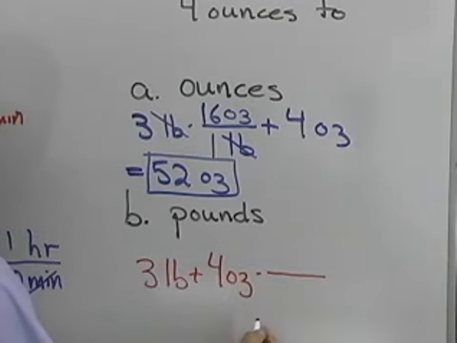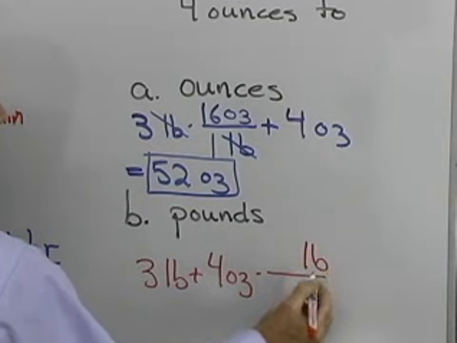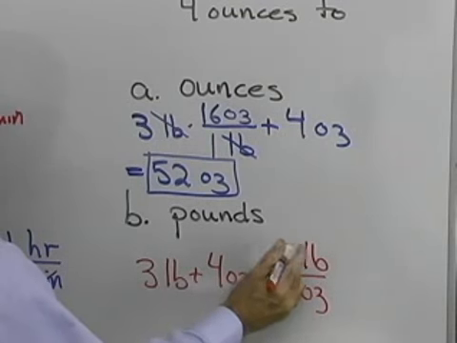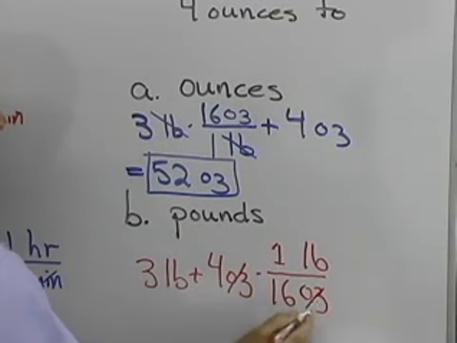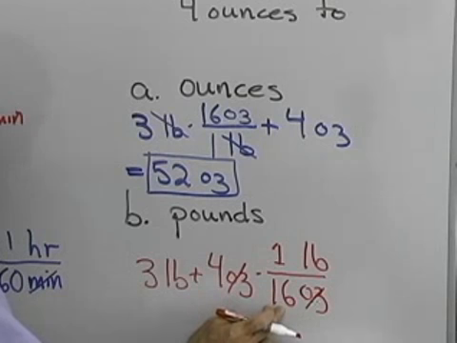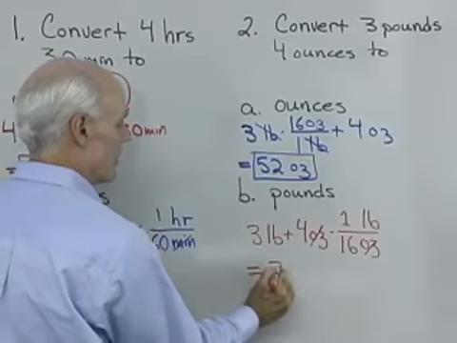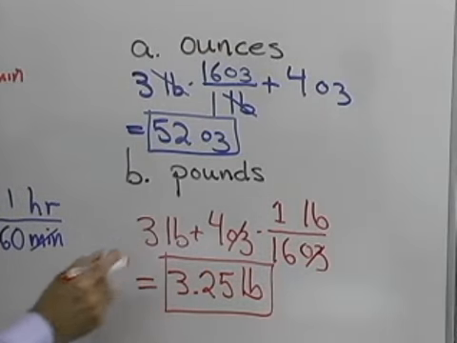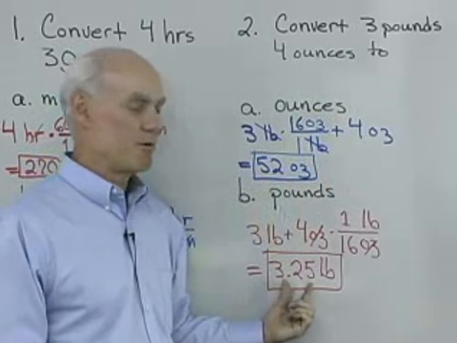Well, again, I'm going to multiply by a conversion factor that's going to have ounces in the denominator, so those divide out, and pounds in the numerator, so I end up with pounds. Again, it's got to be the number 1, so I know 16 ounces is the same as 1 pound. The numerator and denominator are the same, so this is the number 1. My ounces divide out. 4 times 1 is 4, divided by 16, that's going to be 1/4. If I write that as a decimal, 0.25. 3 pounds plus 0.25 pounds will be 3.25 pounds. So that same quantity, 3 pounds 4 ounces, can be written as either 52 ounces or 3.25 pounds.